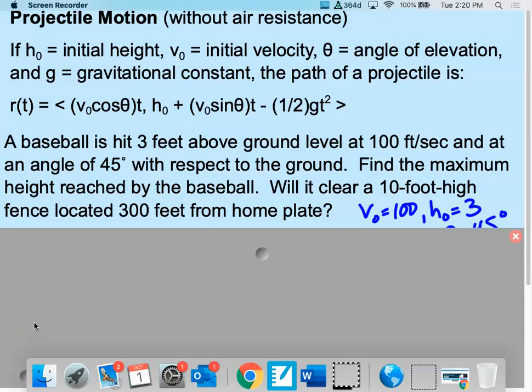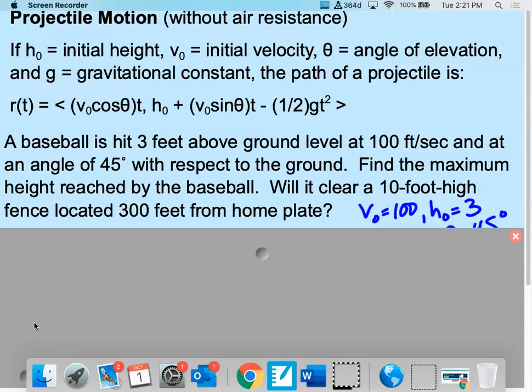All right, a baseball is hit 3 feet above ground level at 100 feet per second and at an angle of 45 degrees with respect to the ground. Find the maximum height reached by the baseball and then answer the question, will it clear a 10-foot high fence located 300 feet from home plate?